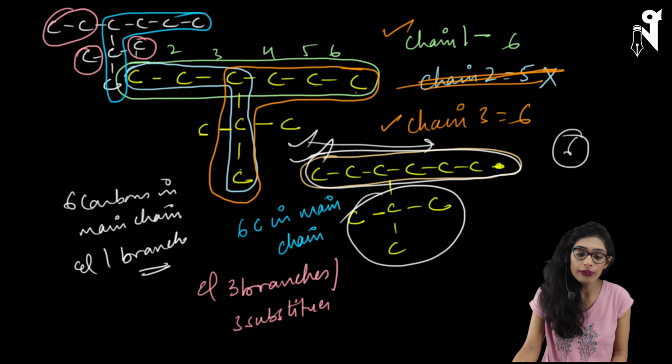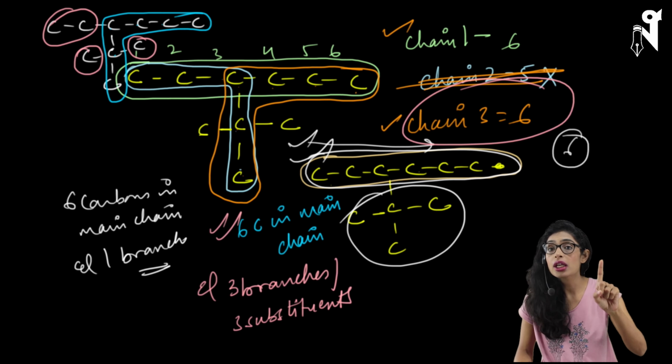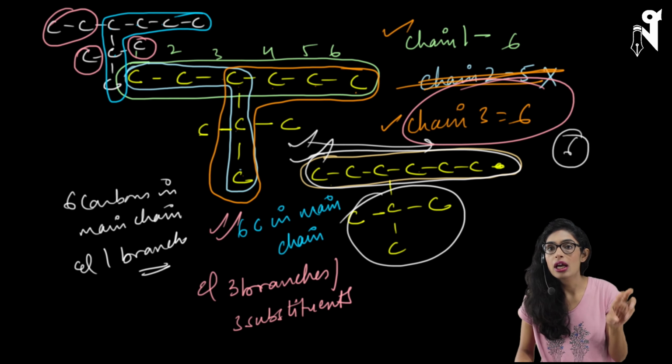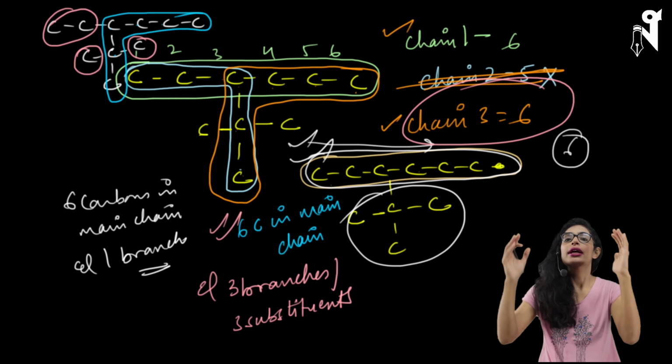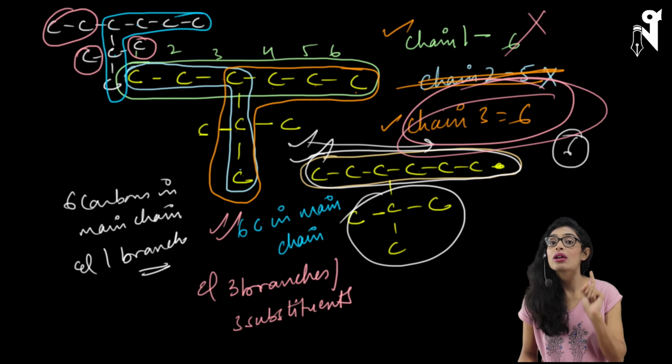So chain 3, or this type of marking the chain or finding out the principal chain, is giving me one chain with six carbons, that is the maximum number of carbons a chain can contain, and three branches. Whichever chain gives me the maximum number of branches, that will be my selection. So I will be going by chain 3 rather than chain 1. This is what that rule means.